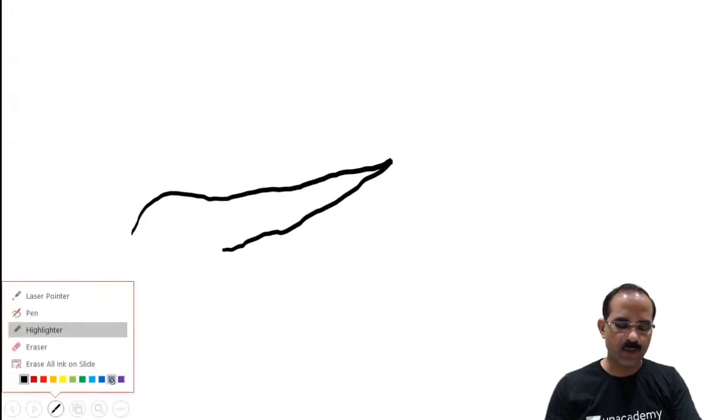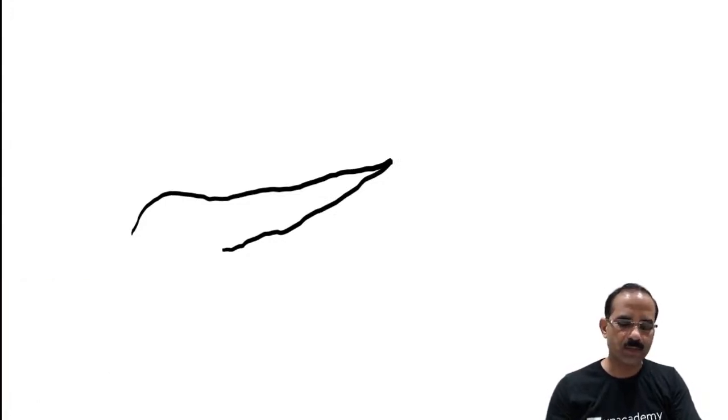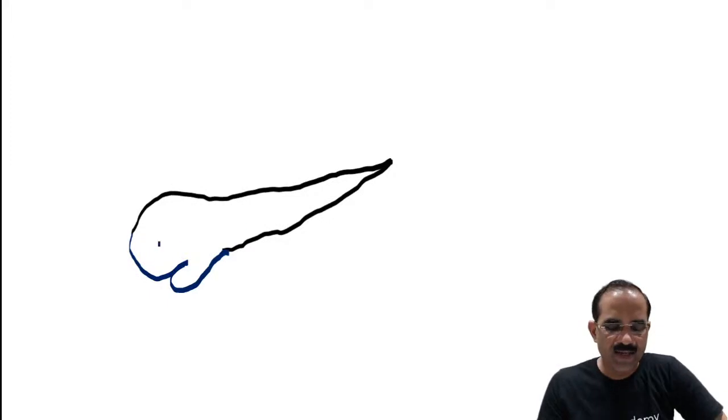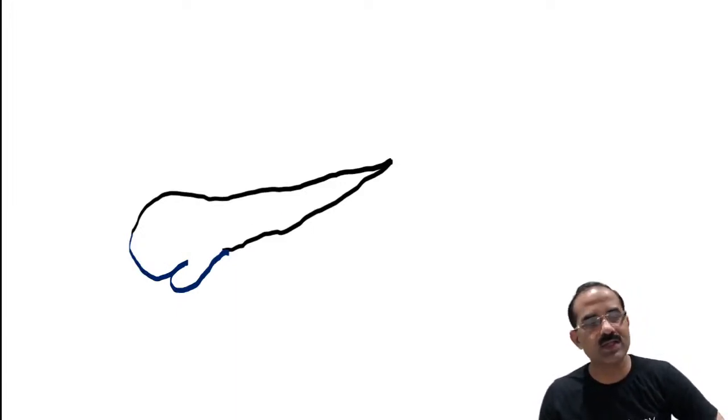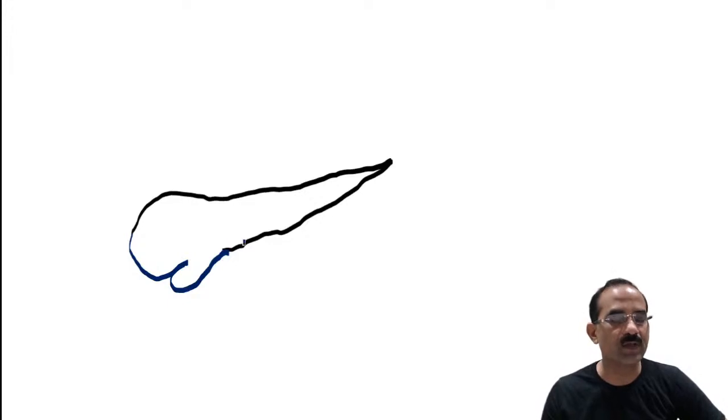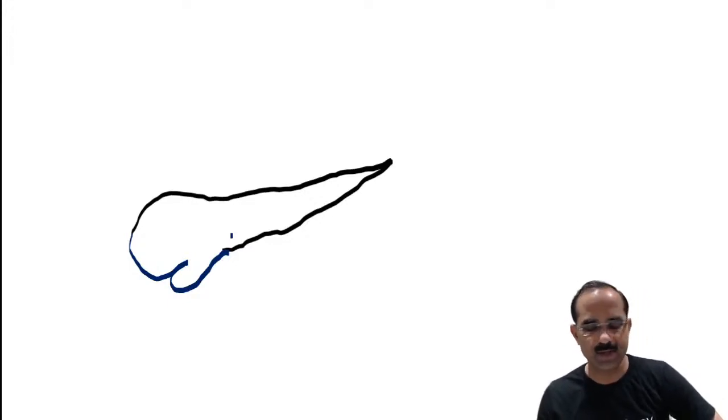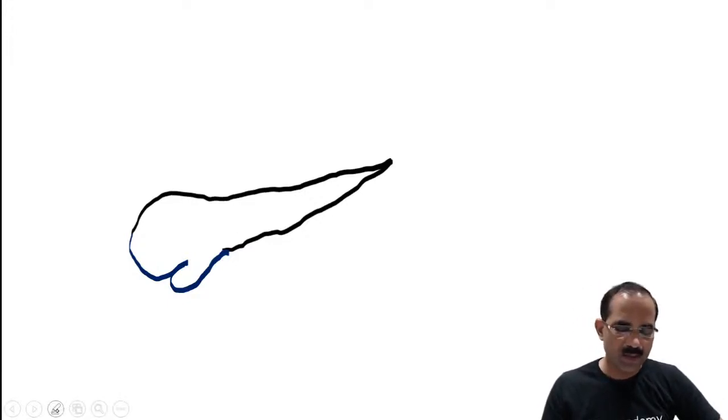What does the ventral pancreatic bud form? The ventral pancreatic bud forms the lower part of the head and the uncinate process. The lower part of the head and the uncinate process is derived from the ventral pancreatic bud, whereas the upper part of the head, the neck, the body and the tail of the pancreas is derived from the dorsal pancreatic bud. Clear?